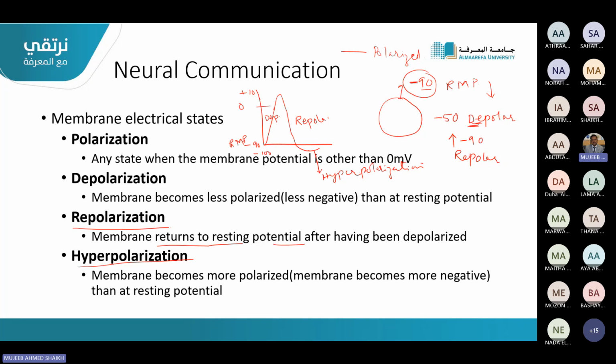Doctor, if it is polarized, must it be negative, or can it be positive? It can be 20. Yes, positive, it can be. Polarization is anything other than 0.